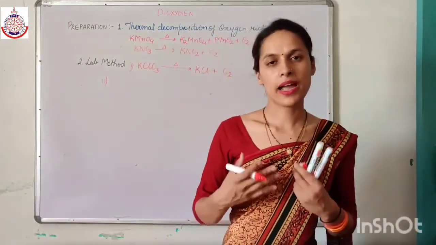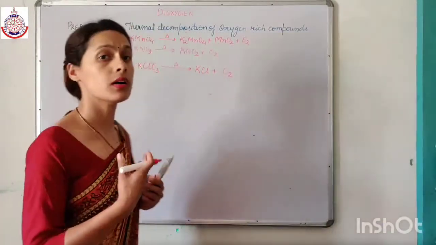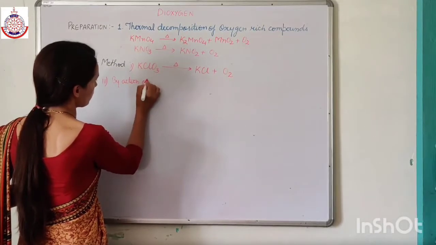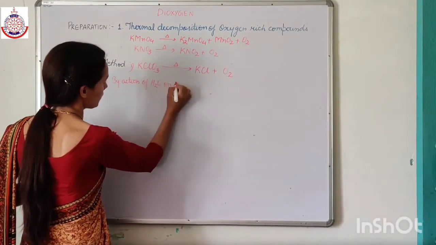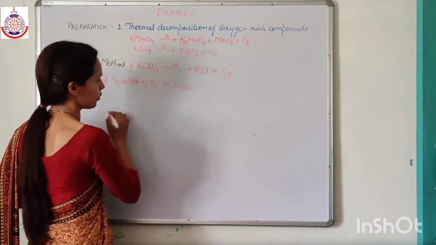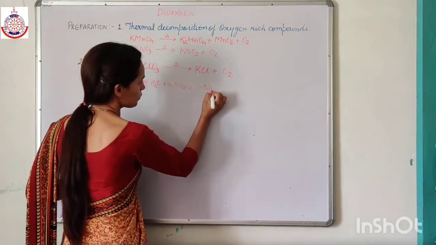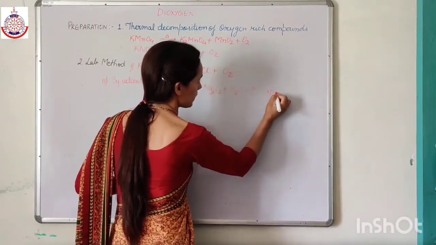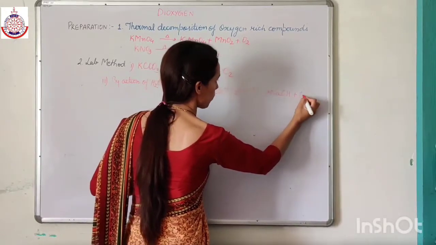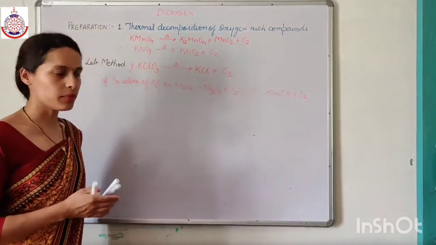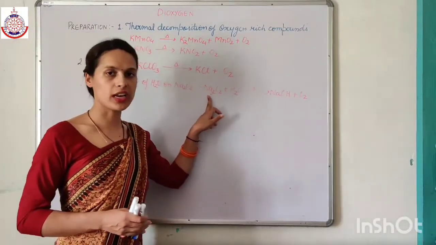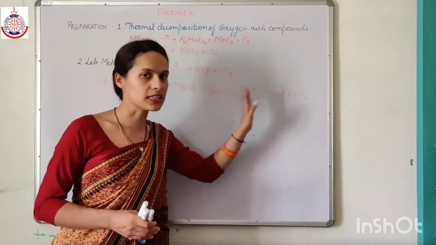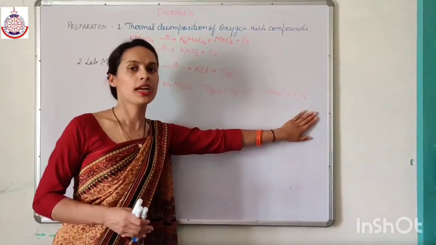Second, we can also prepare dioxygen in the laboratory by the action of water on sodium peroxide, that is Na2O2. So what happens? Na2O2 when it reacts with water, on heating gives NaOH plus O2. So in the lab, when we react water and sodium peroxide, on heating the mixture we get NaOH and dioxygen.